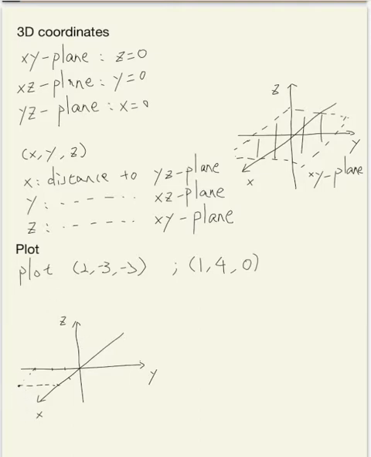Okay, actually my example on the notebook is actually, never mind, let's just do (2, -3, -3). So you get, this is (2, -3, 0). To get (2, -3, -3), you just go down by a distance of 3. And this is our (2, -3, -3).